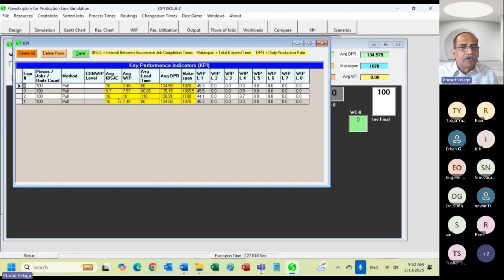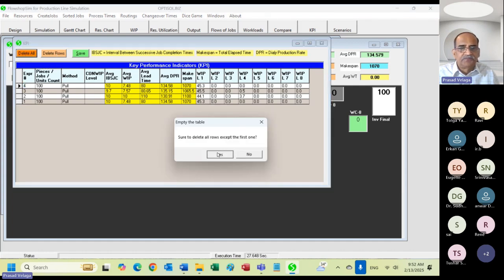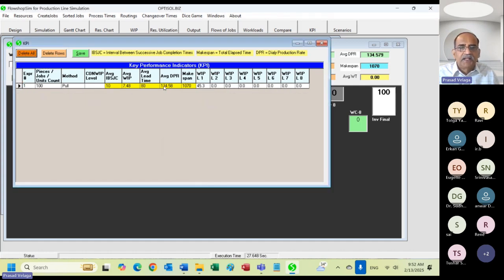So this is the output. I can remove others. This is the current one. The production line takes 1070 minutes to complete all 100 pieces, and it produces one piece for every 10 minutes. On average, you would find 7.48 items on the line, and the average lead time on the production line for every piece is 80 minutes.